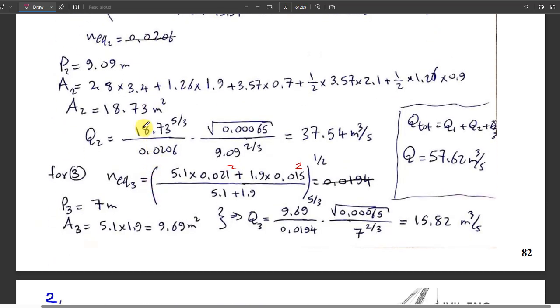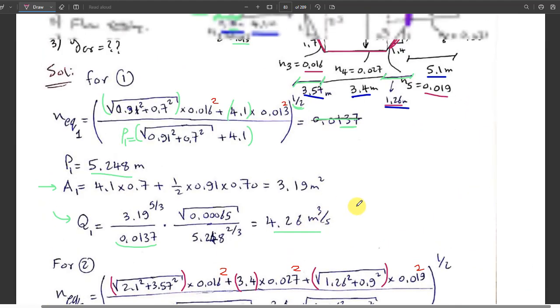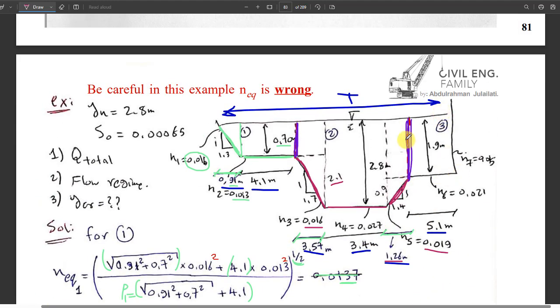So after that, Q2. Again, we substitute the result of area, result of perimeter, and the result of n equivalent. S is the same. We got the answer. It is done. The last one is so easy. It's just a rectangle, 1.9 times 5.1. That is the area. Perimeter will be 5.1 plus this one.